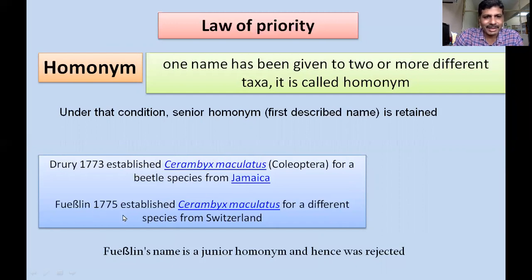Veblen in the year 1775 established the same name, Cerambyx maculatus. He gave the same name for a different species from Switzerland without referring to this name. Unfortunately, he gave that name. But as a result of seniority, Drury's name was retained, and the Veblen name was made invalid. So Veblen's name is a junior homonym and hence was rejected. So we used Drury's name for that particular species. Okay, so that's called a homonym.